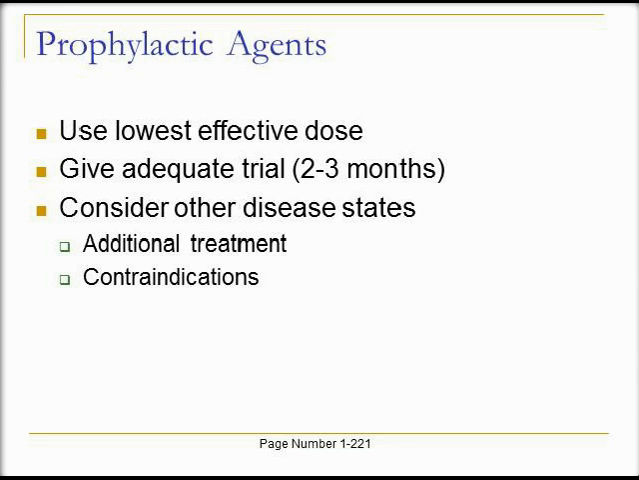Okay, so other principles about prophylactic agents, of course, you use the lowest effective dose. You want to give an adequate trial, which is usually 2 to 3 months. And this can be sort of difficult to convince somebody to stay on something if you're doing a low dose and 3 months later, increase that low dose to a little bit higher. But you want to make sure they have an adequate trial before you say it was a failure. And then probably, for me, this is the most key part of it, is that you want to think about other disease states, because otherwise you can use any of these agents. But is there anything else about the patient that either directs you toward one therapy or away from another?